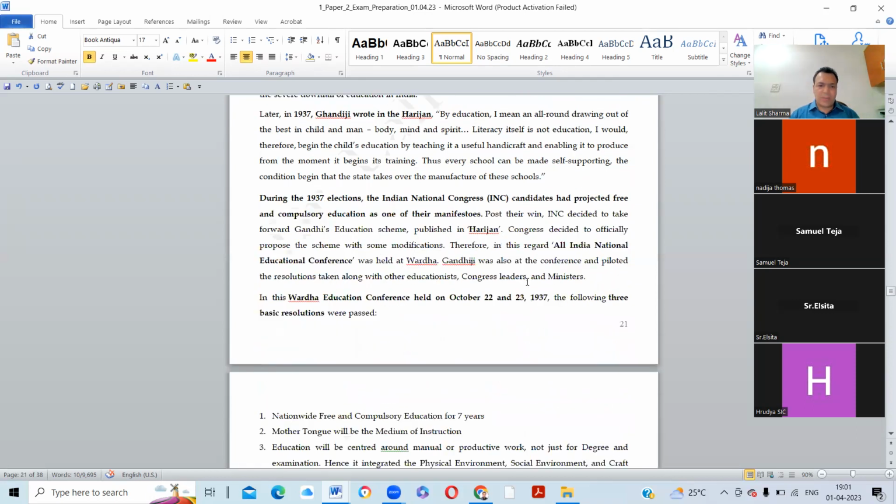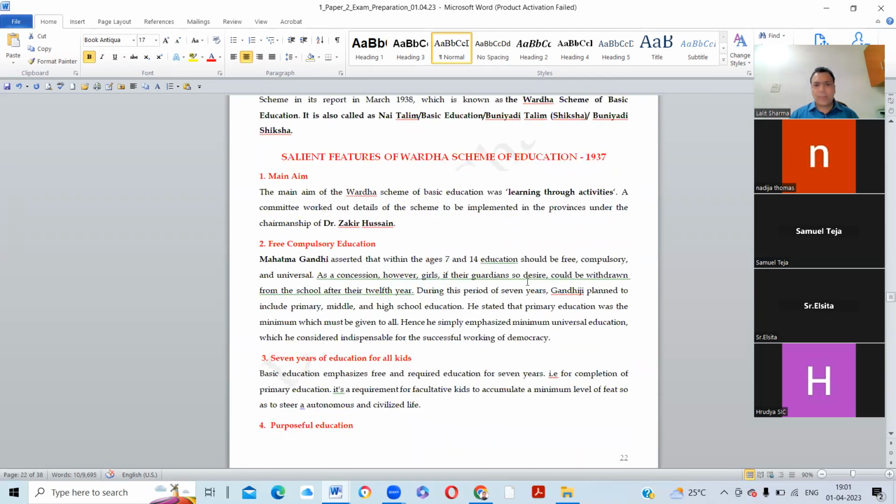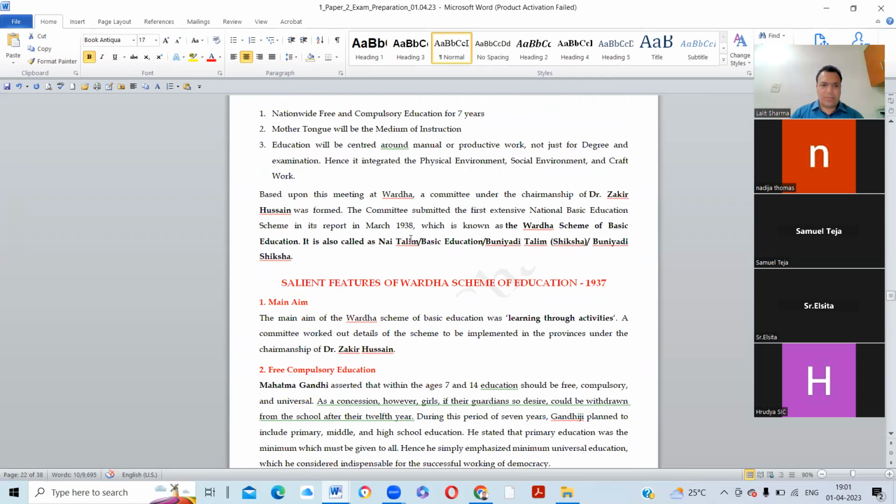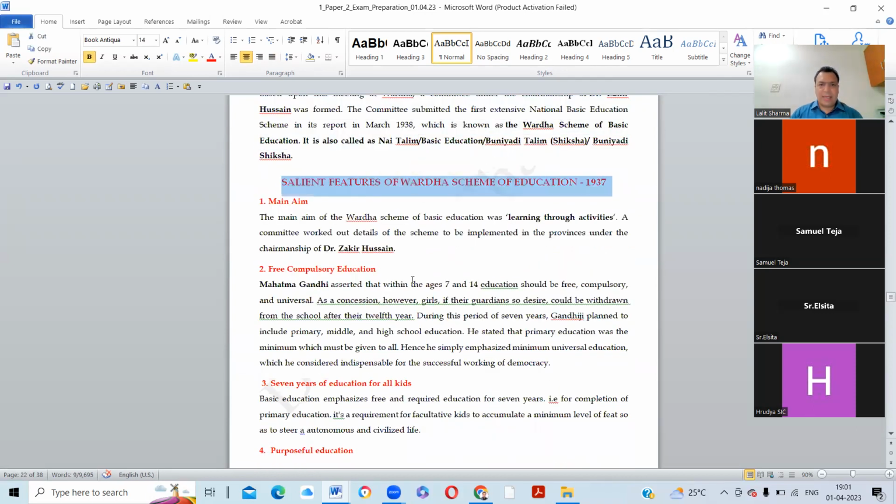So what does this Vardha scheme of education say? Now look, these first introductions you have to talk about, okay? Then basically the question is demanding the features of the Vardha scheme of education. So guys, you have to fill at least 4 or 5 pages of features of the Vardha scheme of education, by introducing what is the Vardha scheme and who initiated this in 1 or 2 pages, okay?